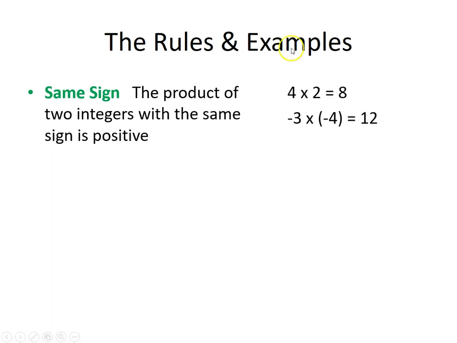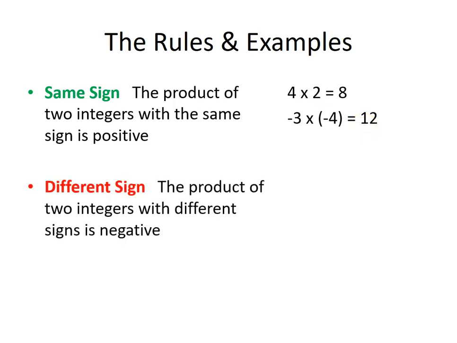And check out these examples. 4 times 2 is 8. 2 positive numbers equal a positive number when you multiply them. I have -3 times -4. When I multiply 2 negative numbers, they have the same sign, I get a positive number. So then we get the next rule. The product of 2 integers with different signs is negative. And here I've got 2 examples where I have a positive number and a negative number. 4 times negative 2, that's going to be negative 8 because one of them has a negative number.